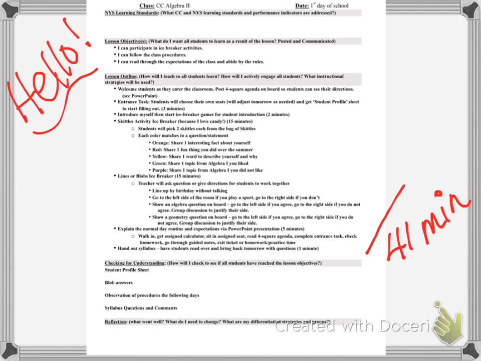I'm just going to describe what my project was about. I did a lesson plan and a presentation on the first 2 days of school for an Algebra 2 class. So this first page is just the lesson plan.